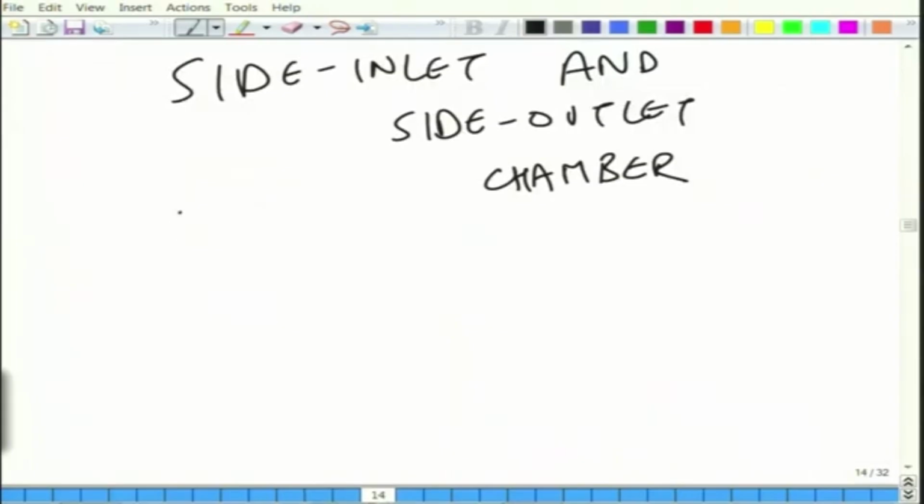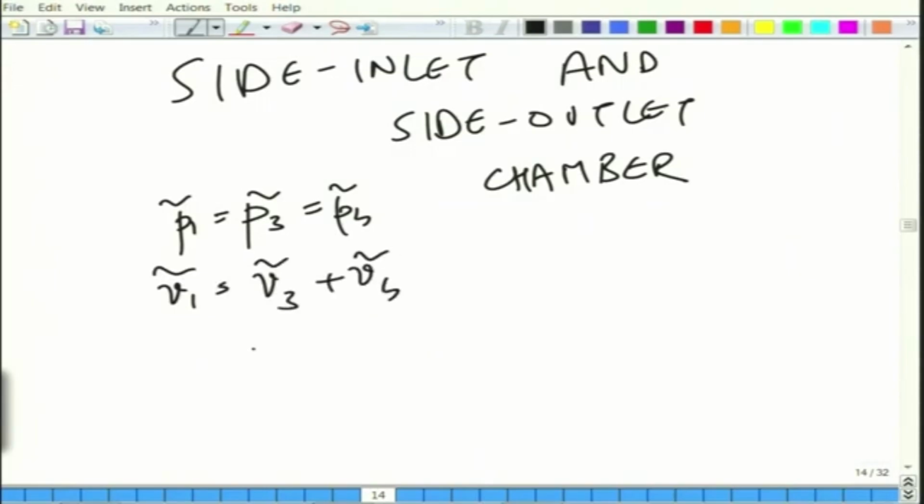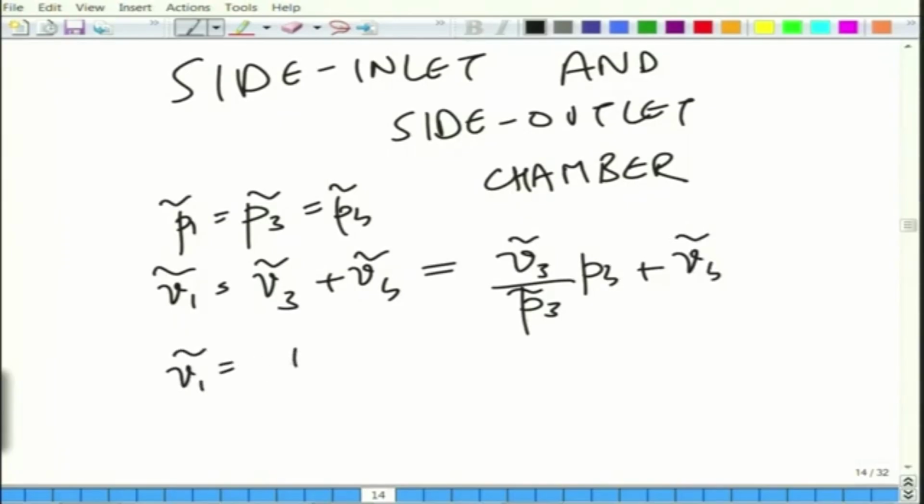So, then P1 tilde is equal to P3 tilde is equal to P4 tilde as usual, and V1 tilde is V3 plus V4. So, this can be written as usual like V3 by P3 into P4, because P3 and P4 are the same, plus V4 tilde. So, this acts like a shunt impedance exactly like your extended inlet and outlet. So, I would call this Z1 and P4 plus V4. Let me box it.